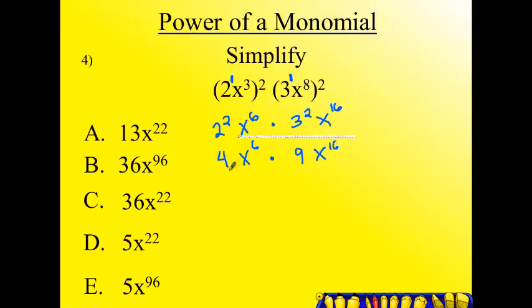So we are multiplying this monomial by another monomial. So multiply 4 and 9, that's 36. So based on the options, we can now cross out A, D, and E. We are left with B and C. Now x6 times x16, you copy the base and add the two exponents. 6 plus 16 will give you 22. Therefore, the final answer is letter C.